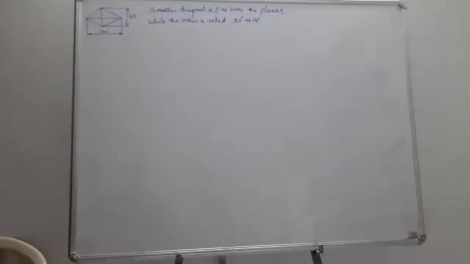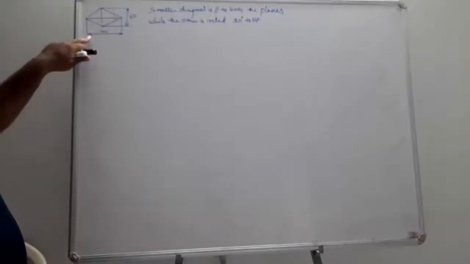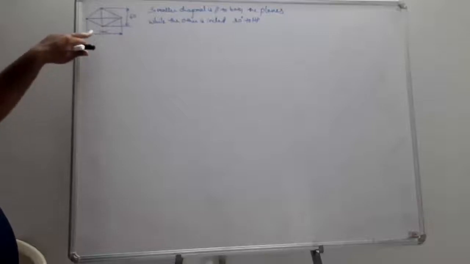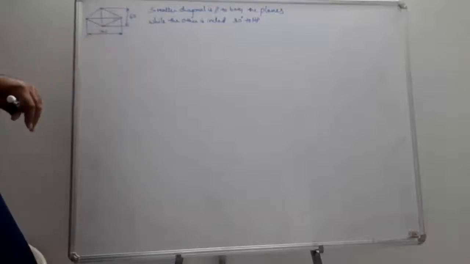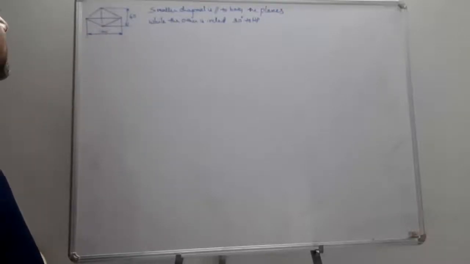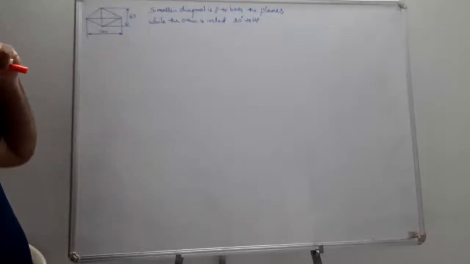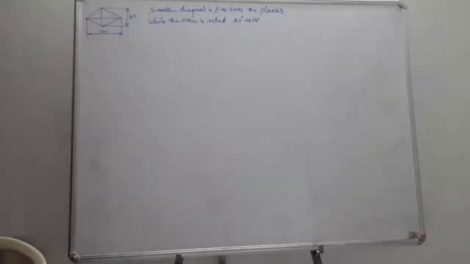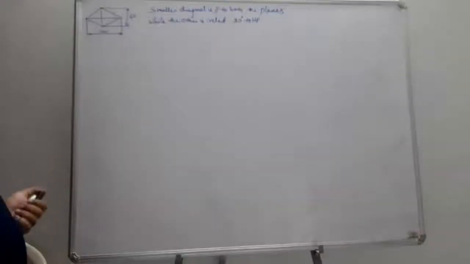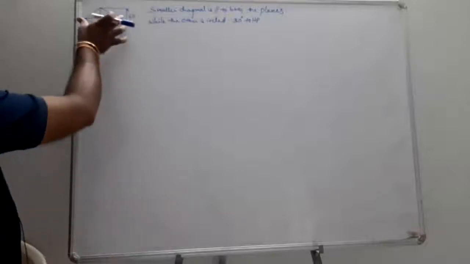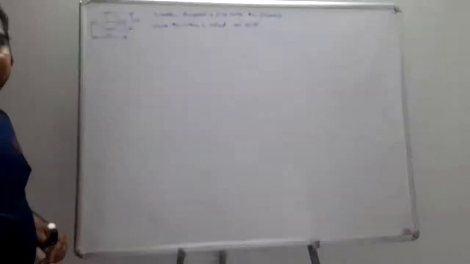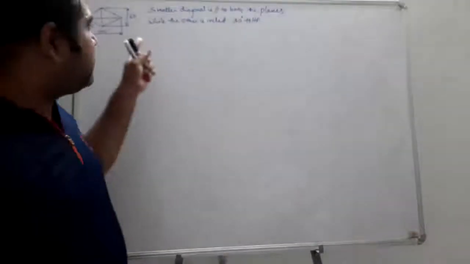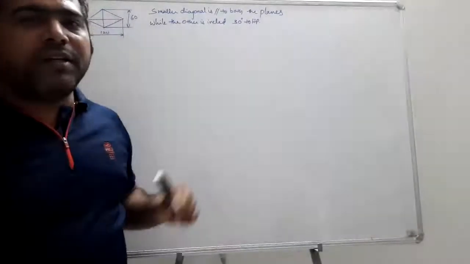So given, draw the projections of a rhombus of dimensions, that is diagonals 120/60, such that the smaller diagonal is going to be parallel to both the planes. So here the position is going to be perpendicular to one reference plane, while the other is inclined 30 degrees to HP. That means the larger diagonal is inclined 30 degrees to HP. So this is nothing but your surface is inclined 30 degrees to HP.